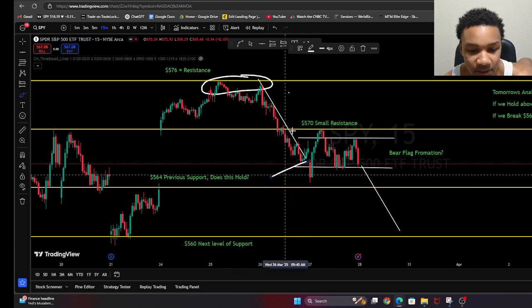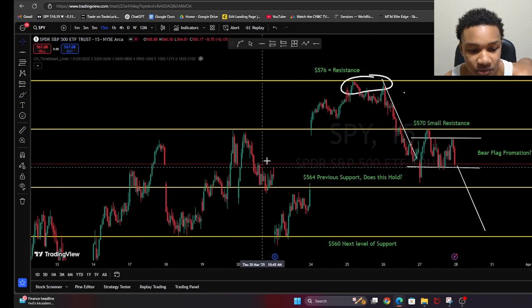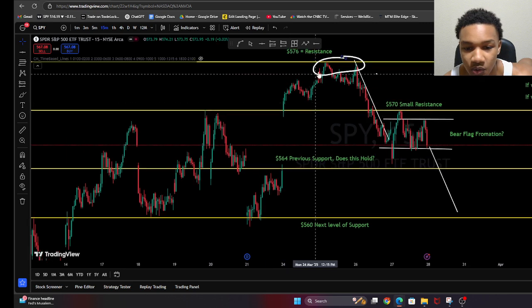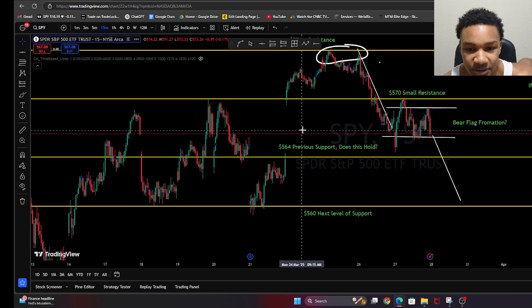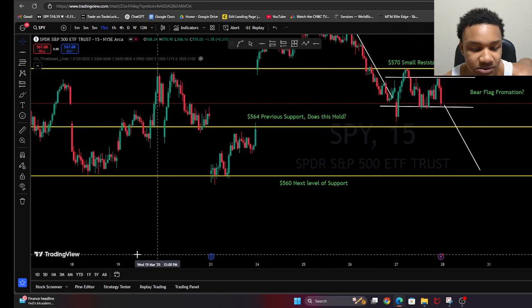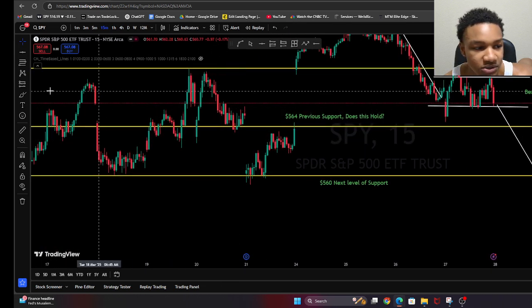And right here at 564, we call this support, right? So we call this support because if you look in the previous days, price is failing to get past that level, right? So I'm gonna circle it again.